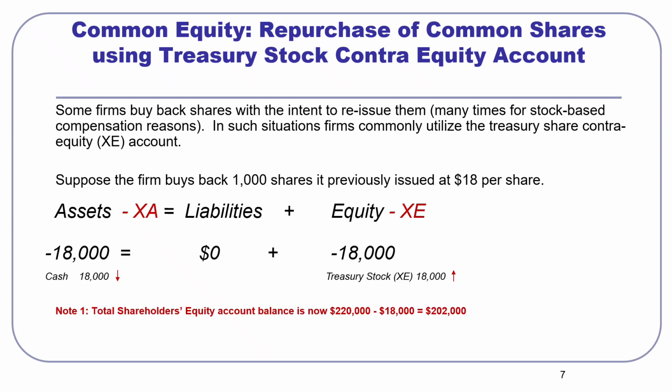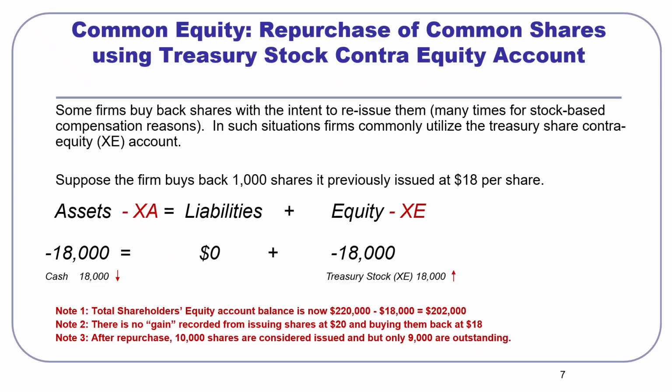Note three things. First, the total shareholders' equity account balance is now $202,000, which equals the $220,000 from the initial issuance on the prior slide, less the $18,000 from the buyback here. Second, despite the firm issuing the shares for $20 each and buying back at a lower price of $18, there is no gain recorded in the income statement. Third, after repurchase, 10,000 shares are considered issued, but only now 9,000 are outstanding. This is because the firm repurchased 1,000 shares and they are not outstanding in the marketplace anymore.